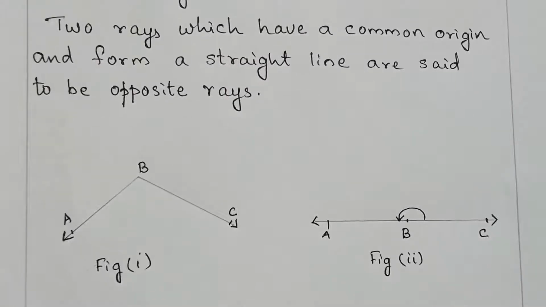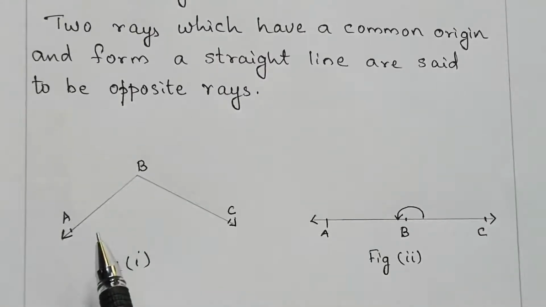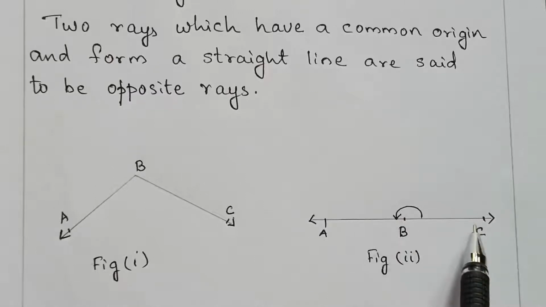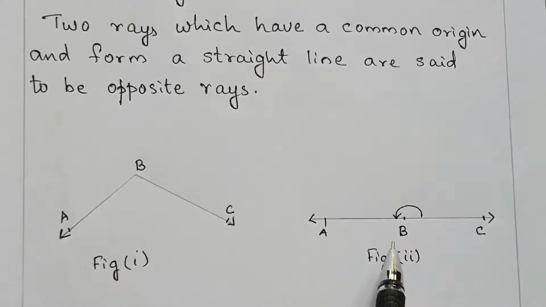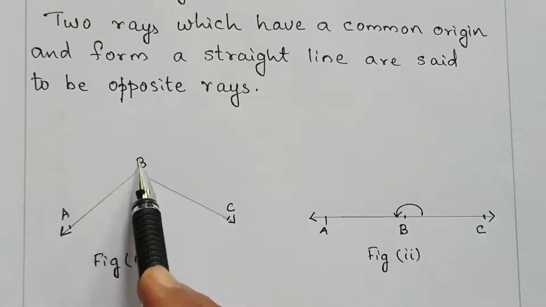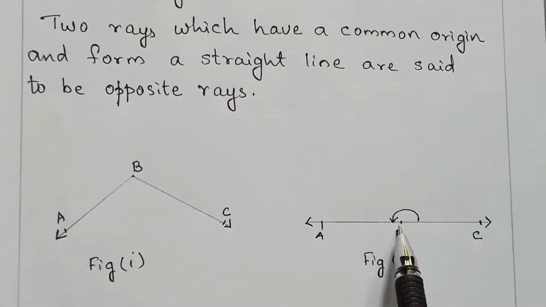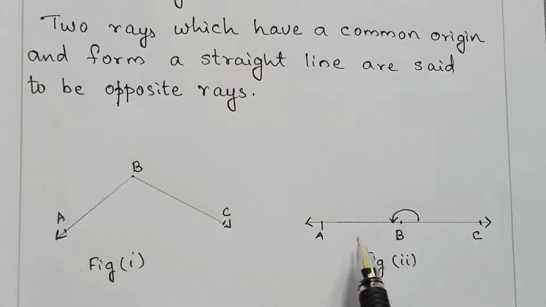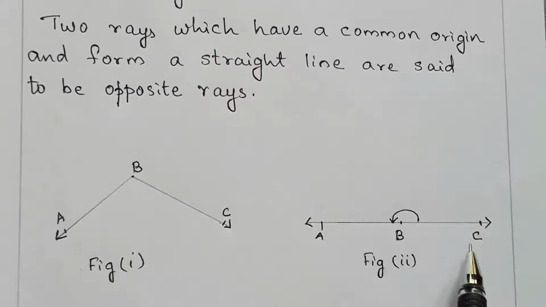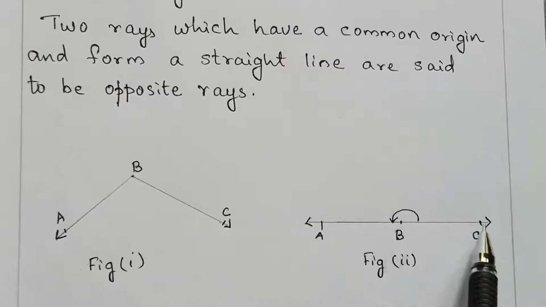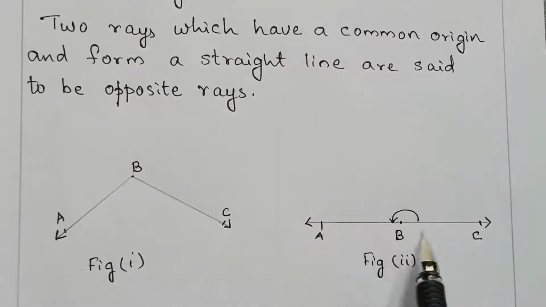Here I have drawn two figures. In both the figures you can see there are two rays, ray BA and BC. Here also BA and BC. But what's the difference between the two? Now in this figure the two rays BA and BC are together making an obtuse angle. Whereas in this figure the two rays BA and BC are making a straight line. These two rays have a common origin and the two rays are forming a straight line. So figure 2, the two rays BA and BC are called opposite rays.